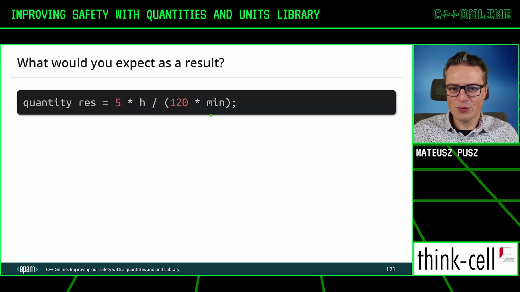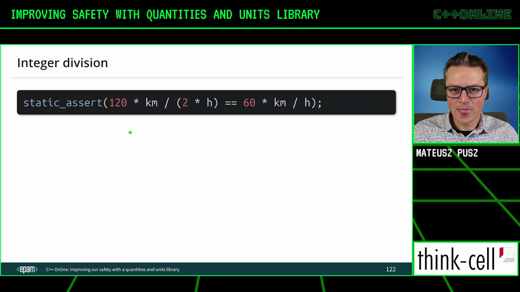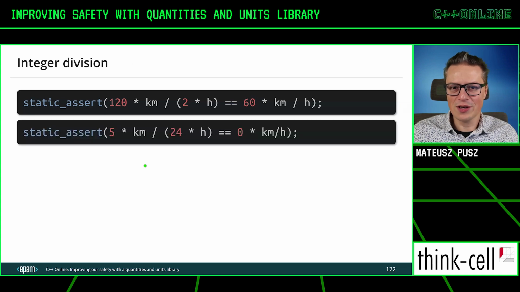If you see this result, what do you expect? 5 hours divided by 120 minutes. What would you expect? Maybe you would expect 2.5. But it is not the case. It's not the case because if you have 120 kilometers divided by 2 hours, everyone would assume there's 60 kilometers per hour and there will be no additional conversion being done, right?